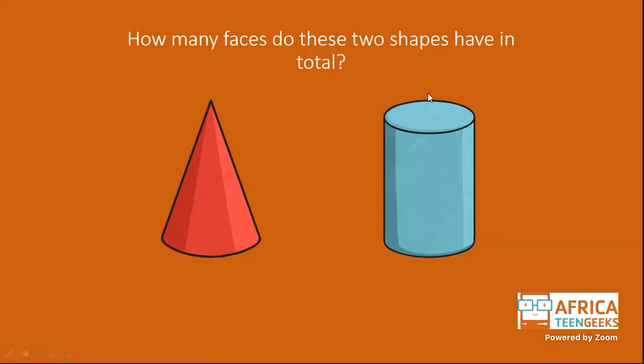Right, so look at these two shapes. How many faces do these shapes have in total? So now you have to know how many a cone has and how many a cylinder has in total. I haven't seen a correct answer. Oh, yes. Ethan, I think you're the first one to give me the correct answer. And then Neo. There you go.